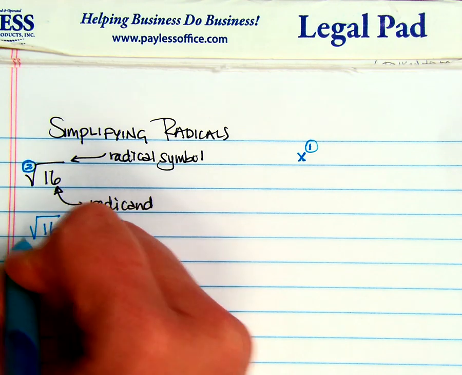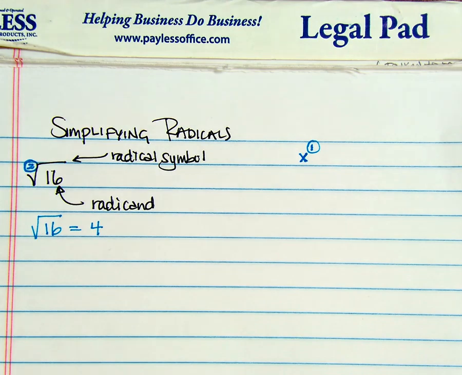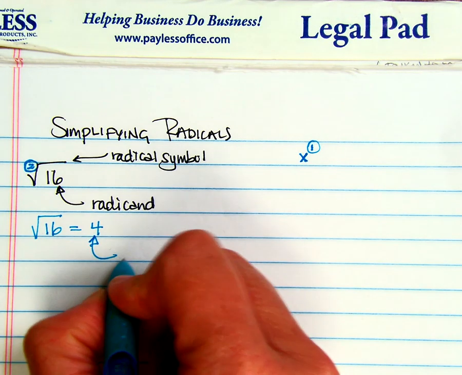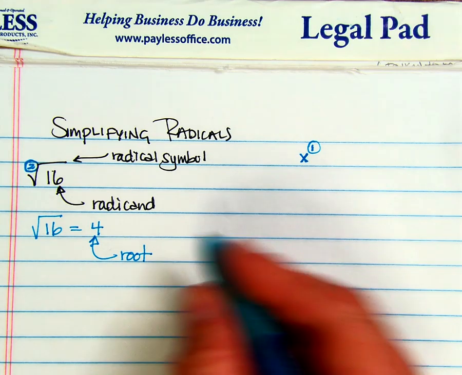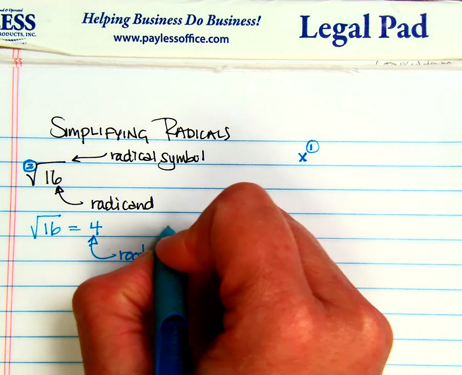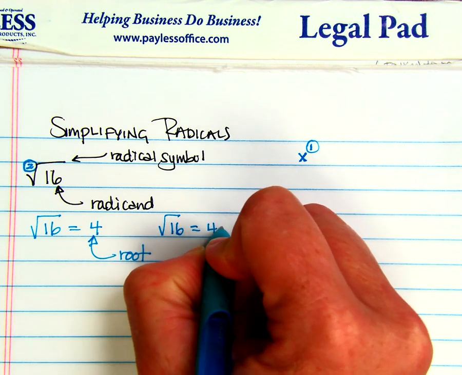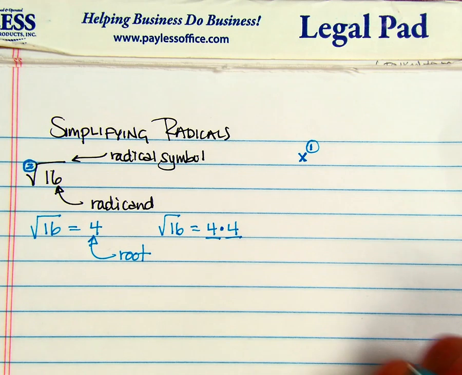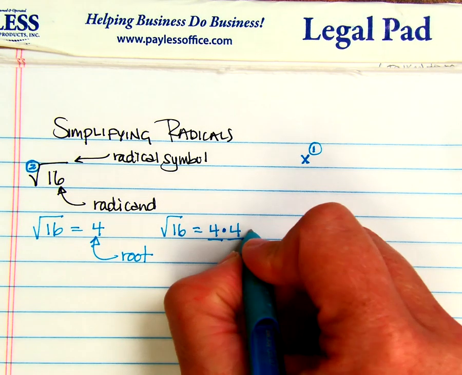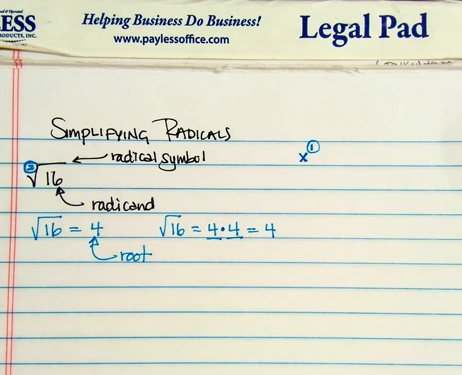So a square root, square meaning 2, of 16 is going to be 4. This is called the root. The reason why this is called a square root is because the square root of 16 equals 4 times 4. So there are 2 factors for 4, meaning squared.